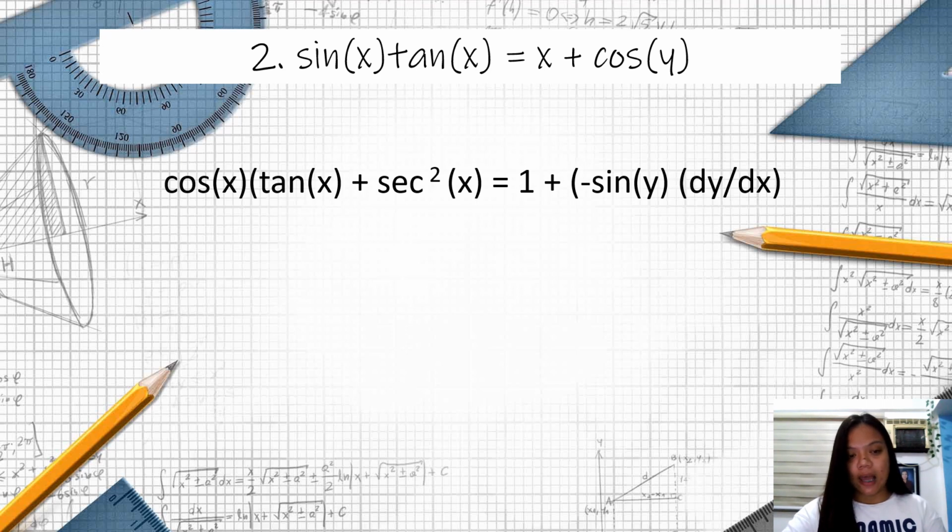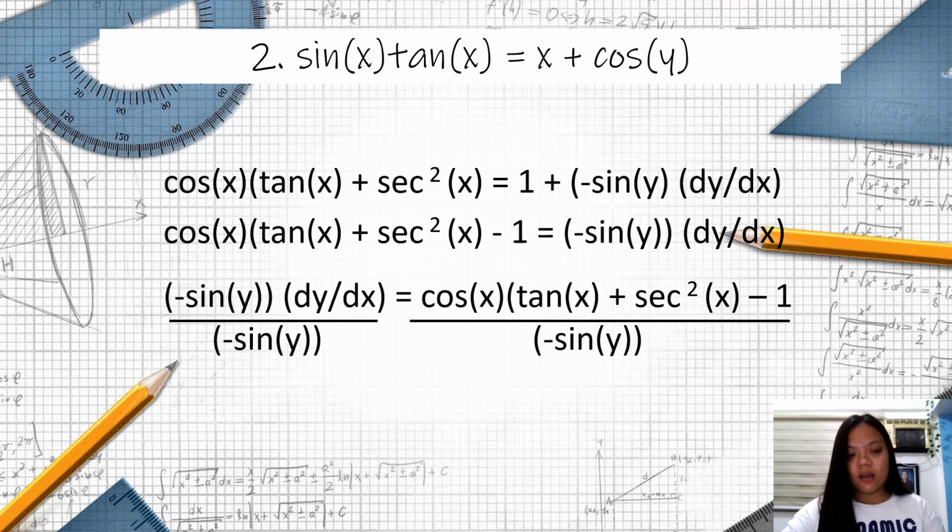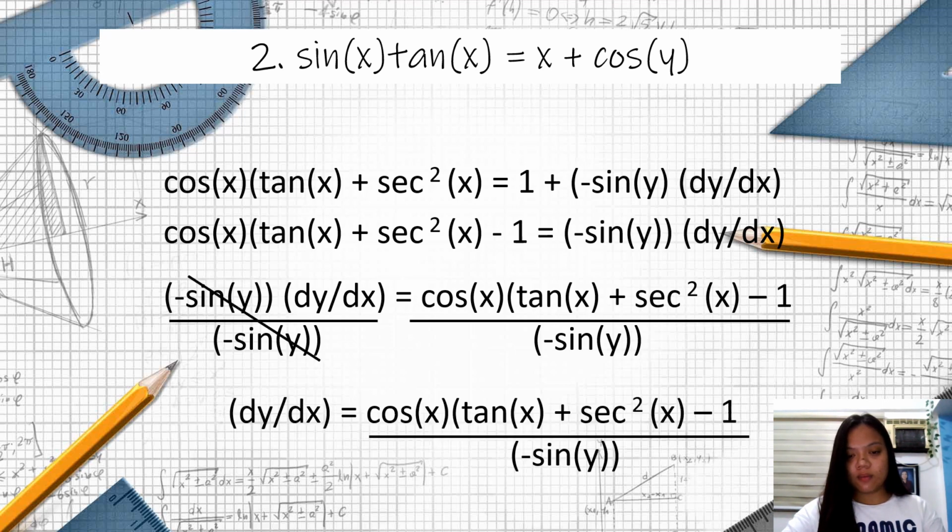Cosine x times tan x plus sec squared x times sine x is equal to 1 plus negative sine y times dy over dx. So this will be the answer. And to find the value of dy over dx, we need to divide both sides by negative sine y. So the answer is dy over dx is equal to cosine x times tan x plus sec squared x times sine x minus 1, over negative sine y.